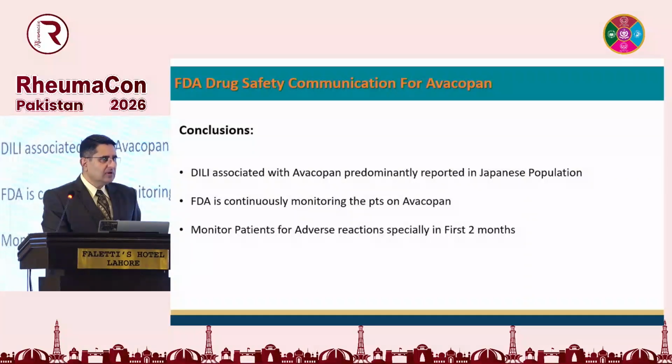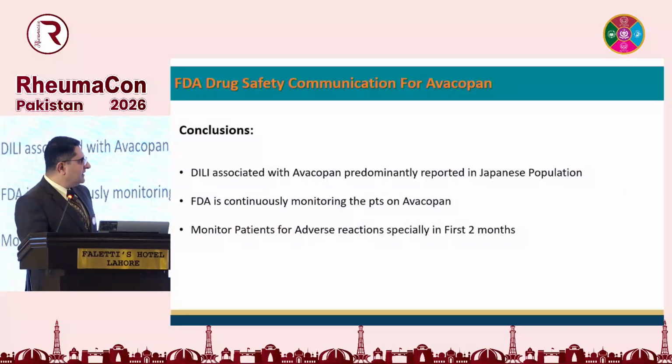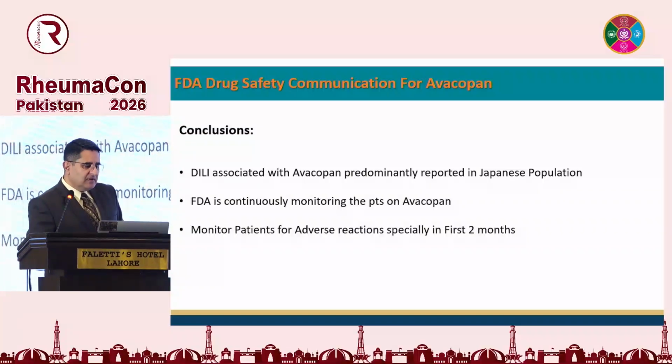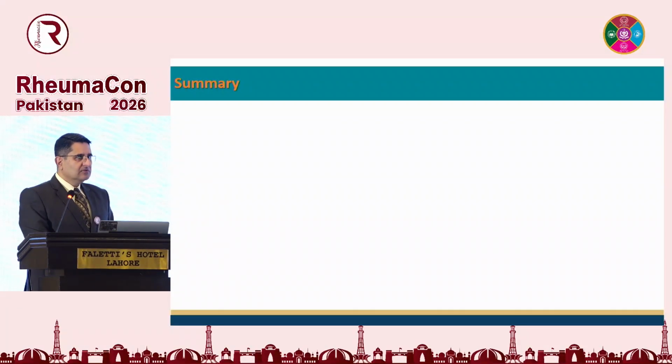So in conclusion, the FDA said that drug-induced liver injury associated with Avacopan was predominantly reported in the Japanese population. The FDA is continuously monitoring the patients on Avacopan and asks us to monitor patients for adverse reactions, especially in the first 2 months. So, the last slide.